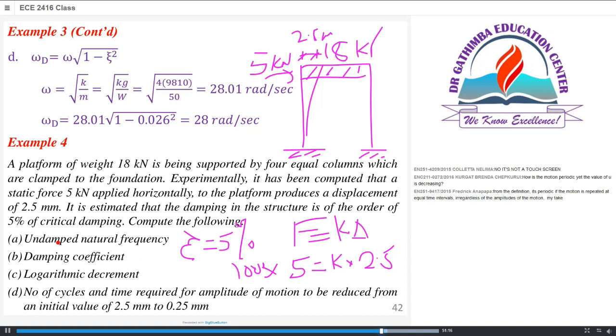So you have to compute the undamped natural frequency, the damping coefficient, the logarithmic decrement, and the number of cycles to take the amplitude of the motion from the initial value of 2.5 to 0.25.